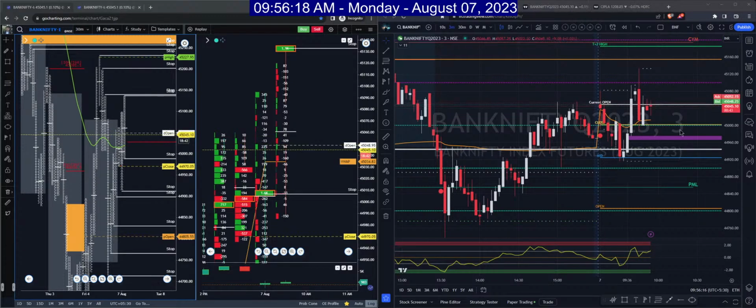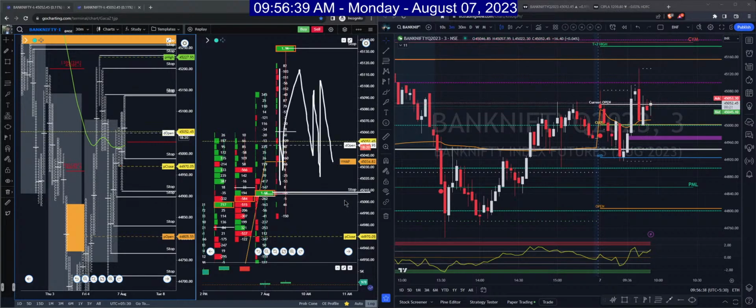Okay, so just to simplify this, there is a seller here, there is a buyer here. Okay, again a buyer is here also. So let it chop, but overall we are just developing sideways, above the 45,000 level.